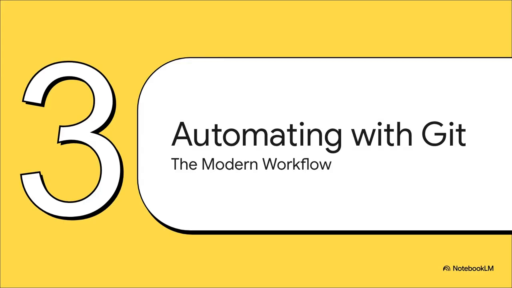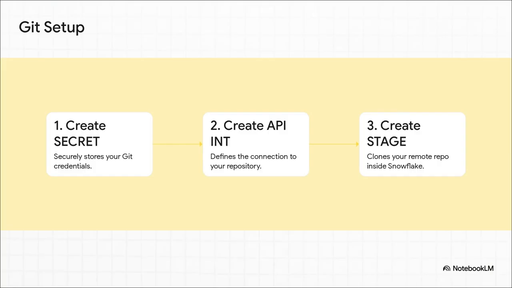Okay, so we've got a solid foundation and a killer safety net. Now we can focus on building modern, repeatable workflows. This is where we bring in Snowflake's native Git integration, which lets you connect your data platform directly to your source code. And this setup is surprisingly simple. It's really just a 3-step process.